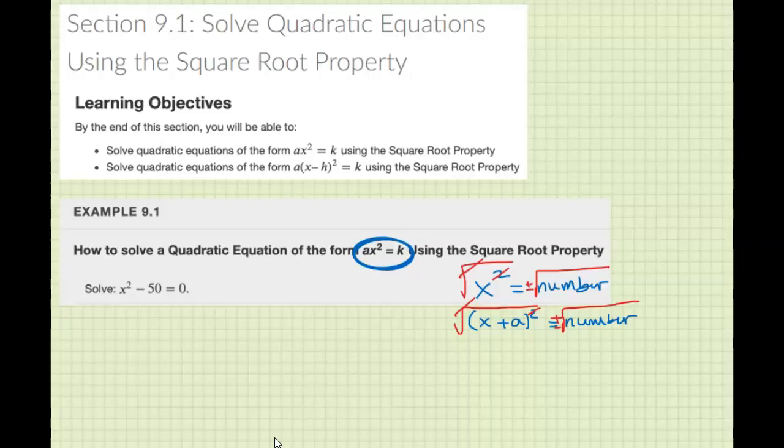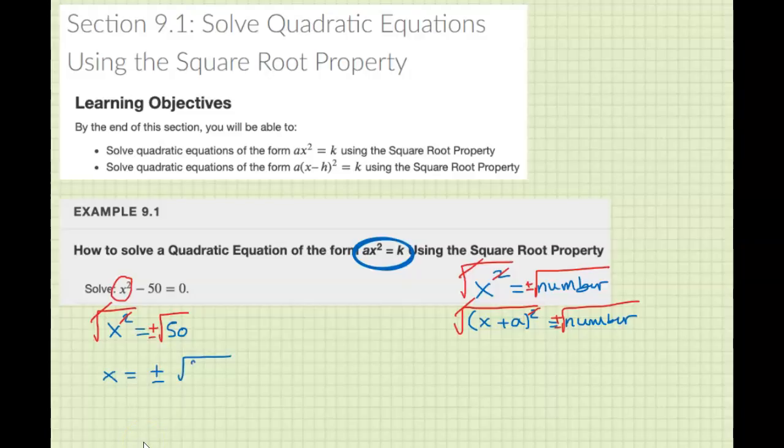So let's look at this first example here. We have x squared minus 50 equals 0. You have to isolate the x squared. All right, so we're going to have x squared equals 50. We take the square root of both sides and you put a plus or minus in front of the square root of the number. So these cancel. We get x is plus or minus square root of 50.